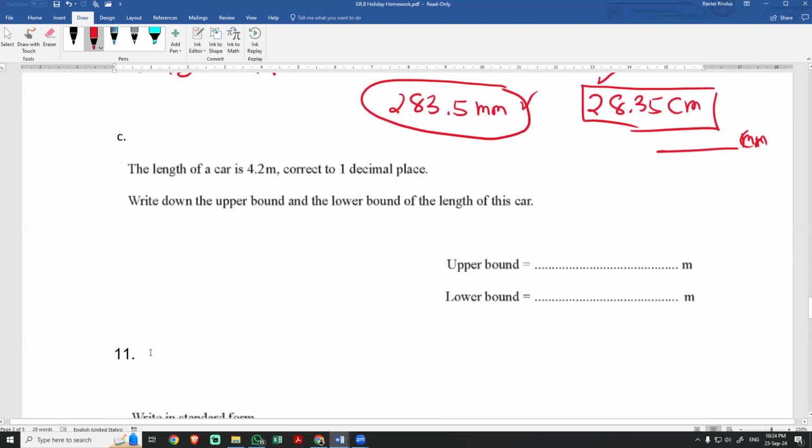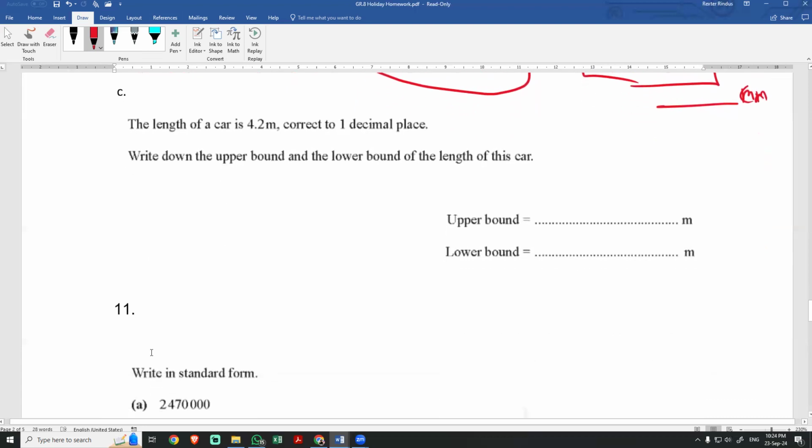All right, the next question is, the length of a car is 4.2 meter. Let's see, it's recording.